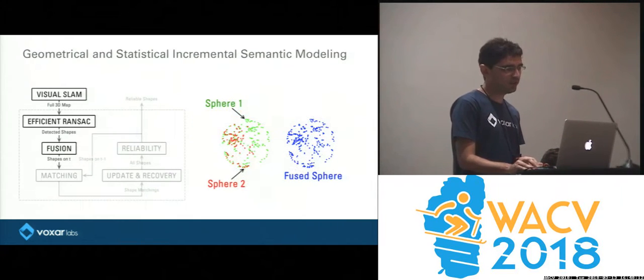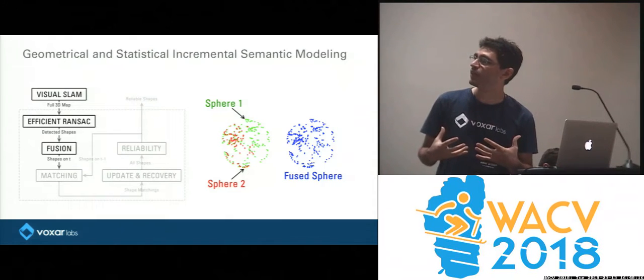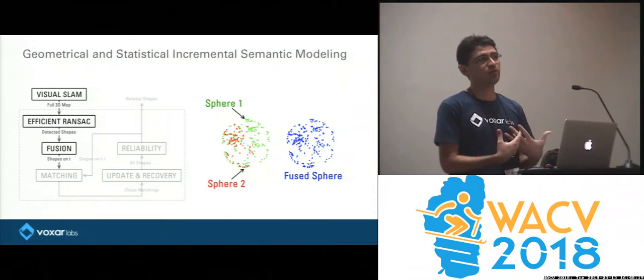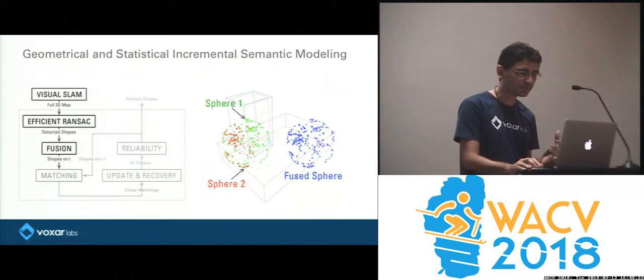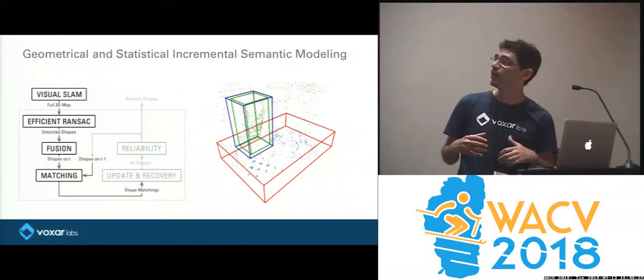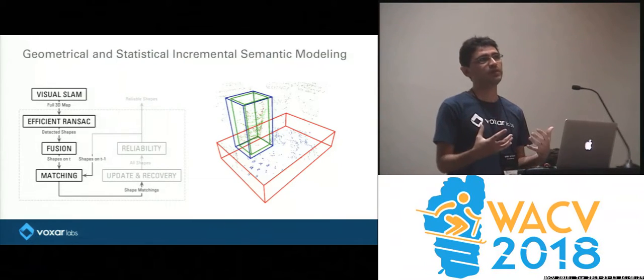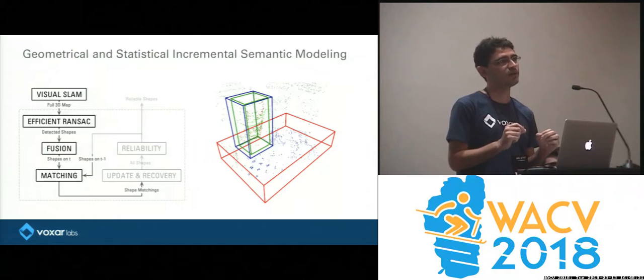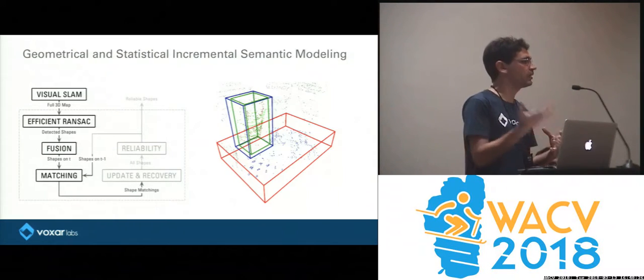In order to solve this, we first fuse different shapes that belong to the same object to improve the representability and the reliability of the point cloud. And after that, we look at the 3D bounding box of the primitives and also the distance of the center of mass to match primitives in the current keyframe with the ones detected previously.